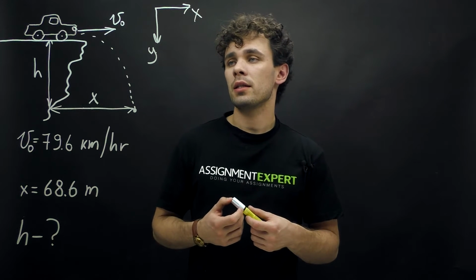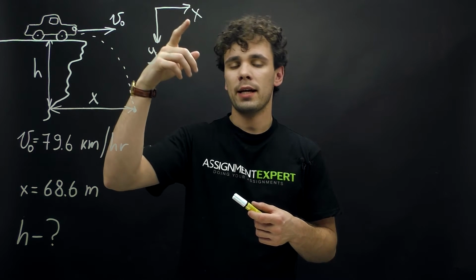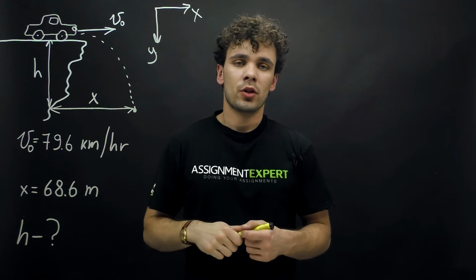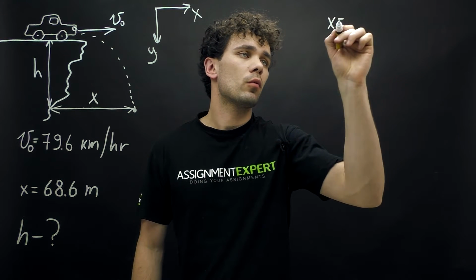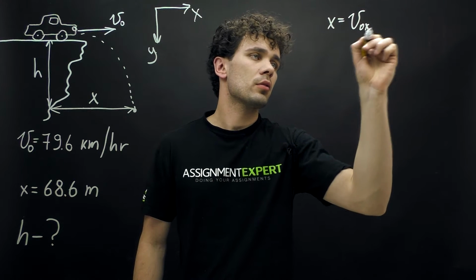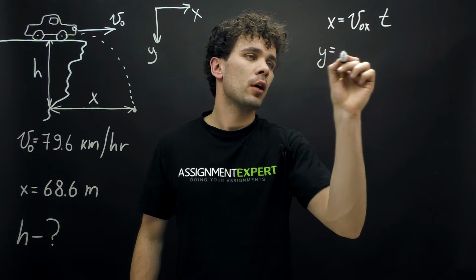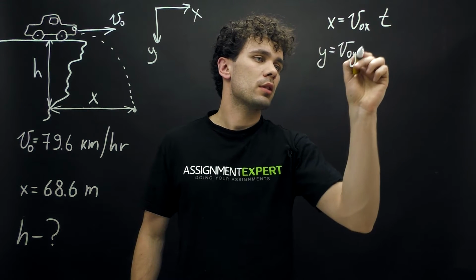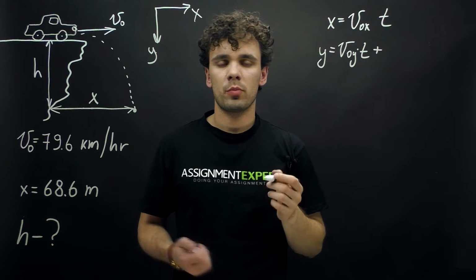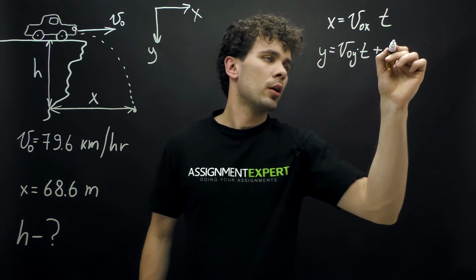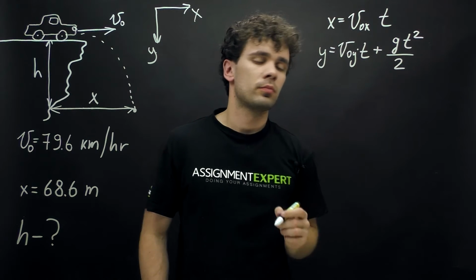For convenience, let's take the positive direction for the y-axis downwards and for the x-axis to the right. So first, the equation for x: x equals v0x times t. And for the y-axis we have v0y times t plus the part which corresponds to the acceleration of gravity, which is gt squared over 2.